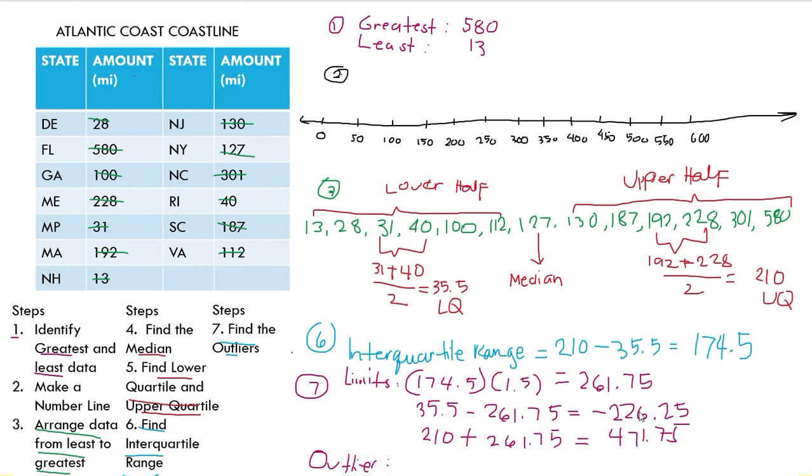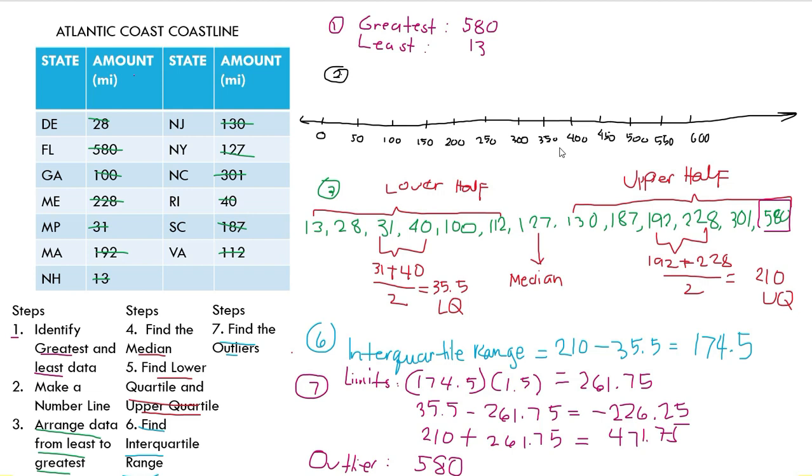So by that, we can find our outlier if there is. Sometimes there's none. So our outlier, let's check. There's no negative value, so there's no lower extreme. What about the upper limit, 471.75? As you can see, there's a value which is more than our limit. So our 580 is the outlier. Now the question is, how do we draw the box and whisker plot in our number line?